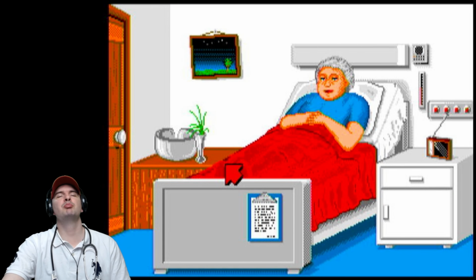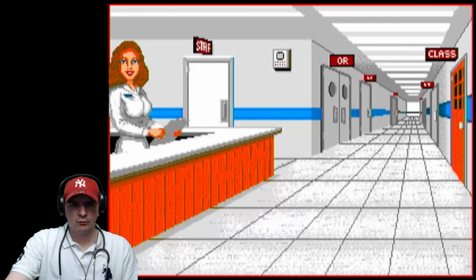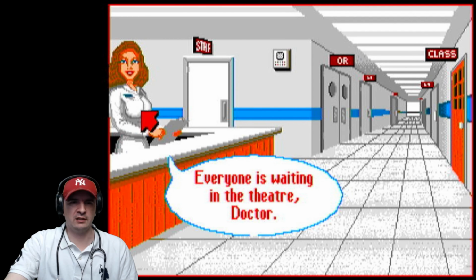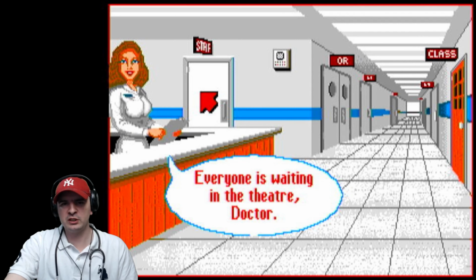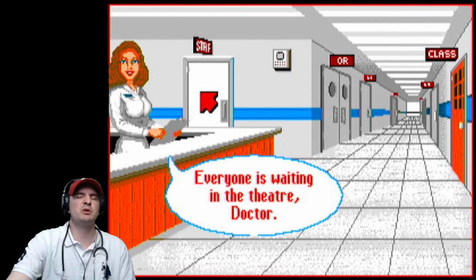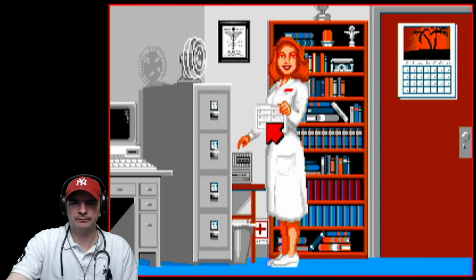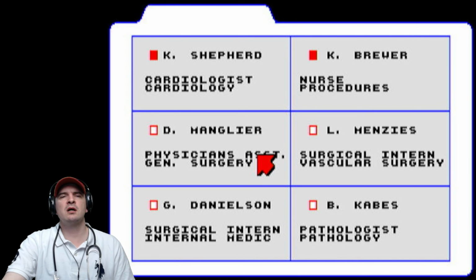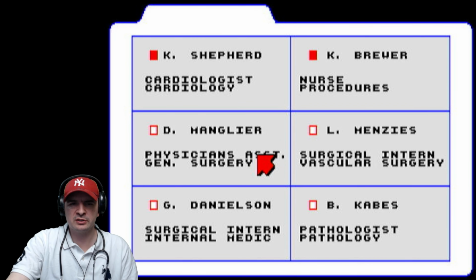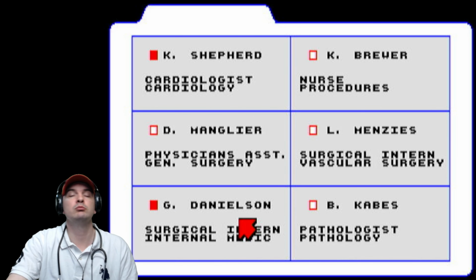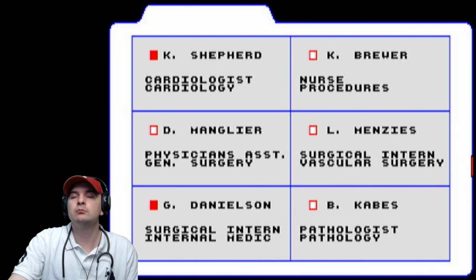Right, superb. Right, so what we're going to do first, everyone is waiting in the theatre, doctor. First we're going to go to the staff room. We're going to select the doctors we require. So basically we're going to click on the clipboard. We are going to keep K. Shepherd, but I'm also going to select G. Danielson. As much surgical help as possible, but you can only accept 2 per time. We'll go with that.